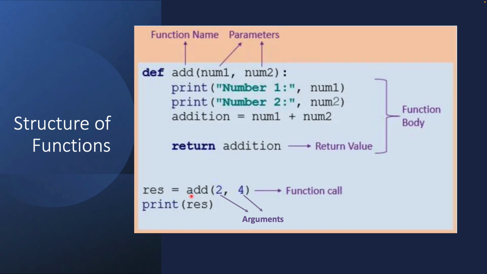And then whatever gets returned is going to be a value. We're going to assign it a variable name called res, and then we're going to print it out. Okay, so this again is the basic anatomy of what a structure of a function is.